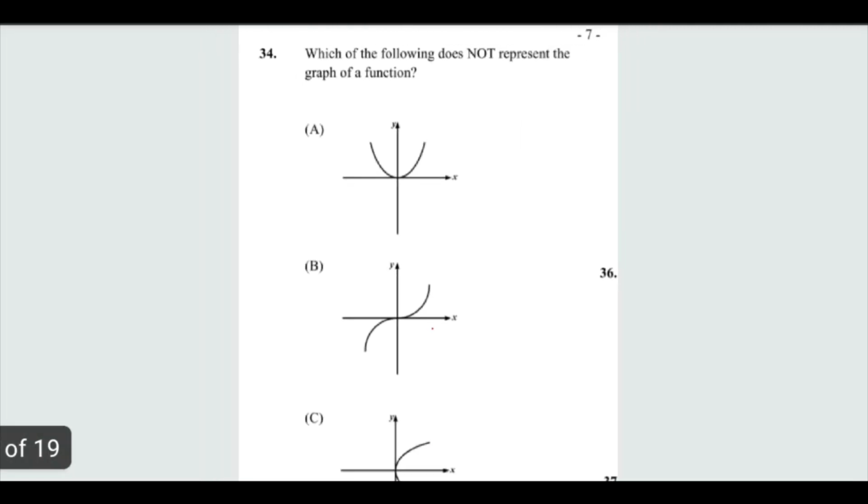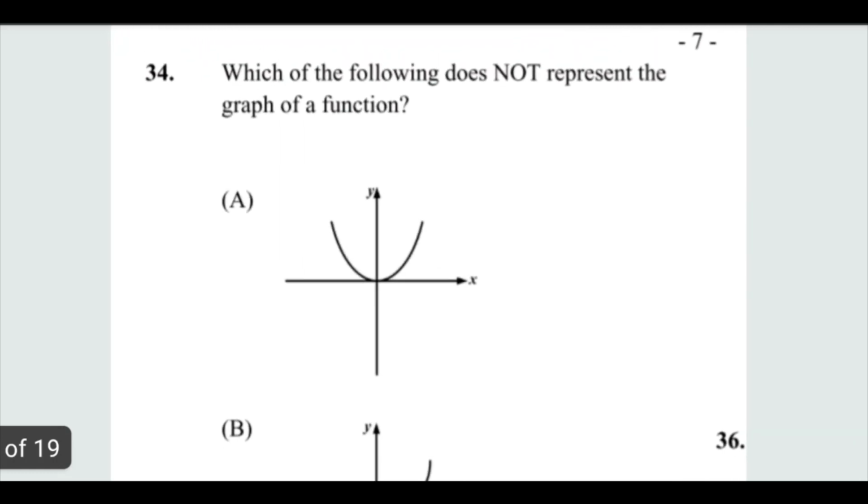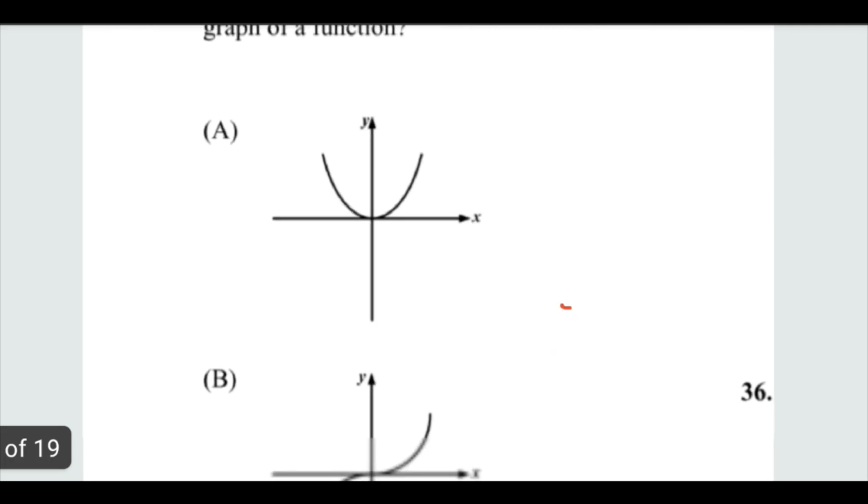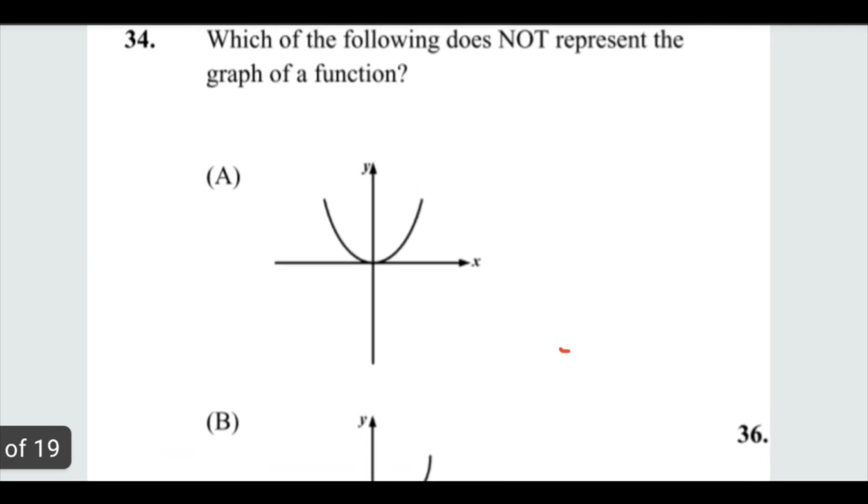Good, so this one says, which of the following does not represent the graph of a function? And we know for the graph of a function, when you draw lines straight up, it should only touch one point of the graph, right? As long as it touches more than one point when you draw a line vertically, it is not a function. So this one represents a function, because if you draw straight up, it touches just one point.